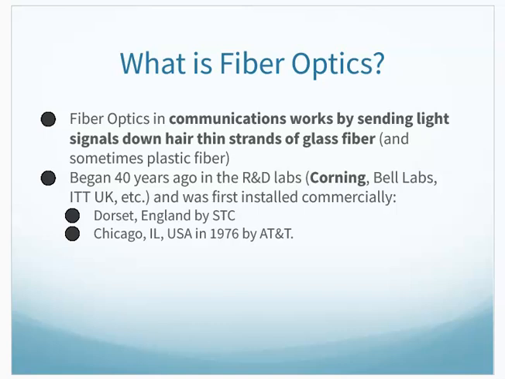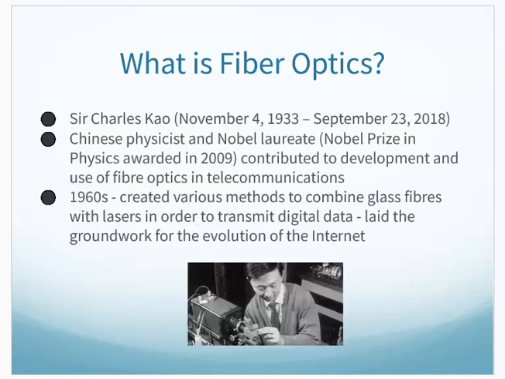Fiber optics in communications works by sending light down this strand of fiber. This began back in the 60s. Some R&D labs, Corning, Bell Labs, ITT, etc., were working with and experimenting and finding a way to move data across a glass fiber. And back in the mid to late 70s, there was actually fiber lines installed. AT&T was one of the first places here in the U.S. out in Chicago. They installed a fiber line.